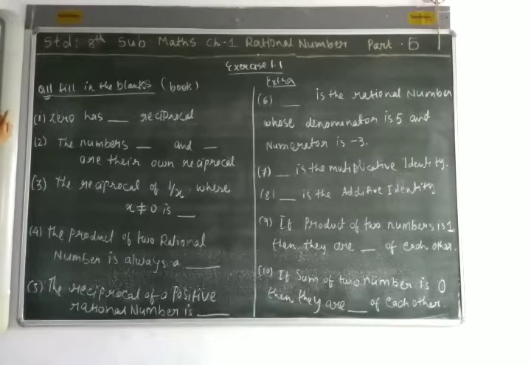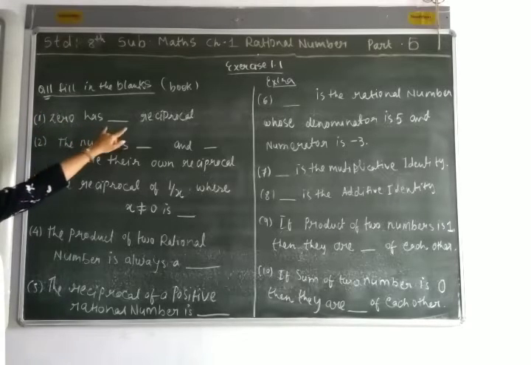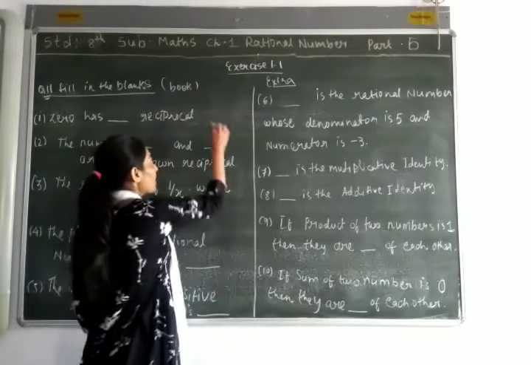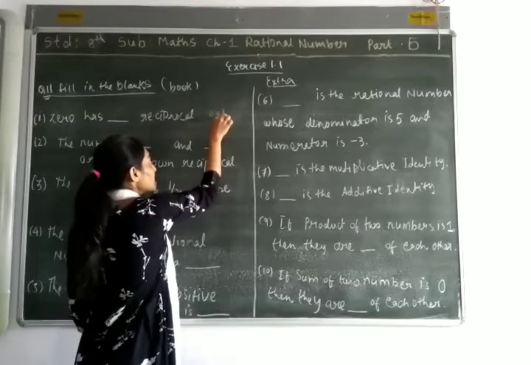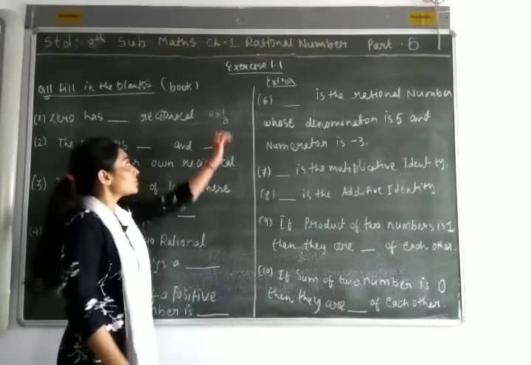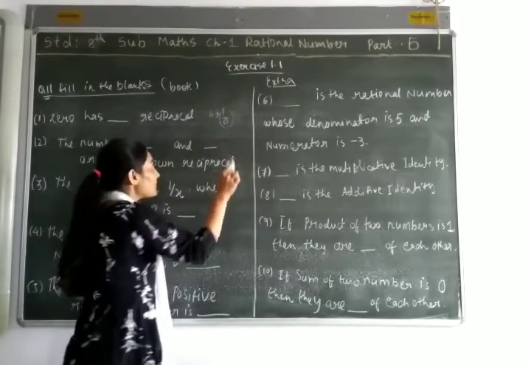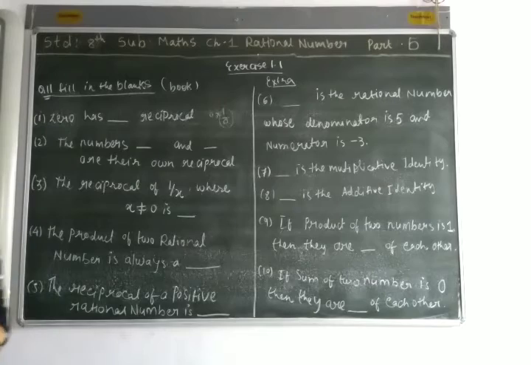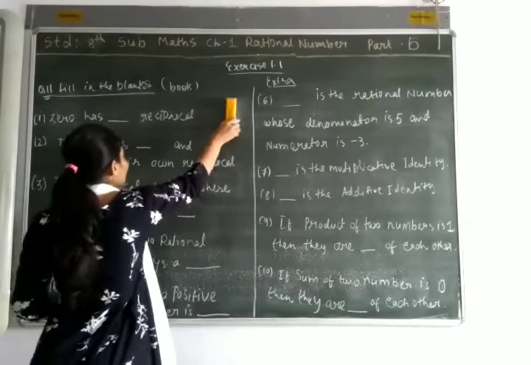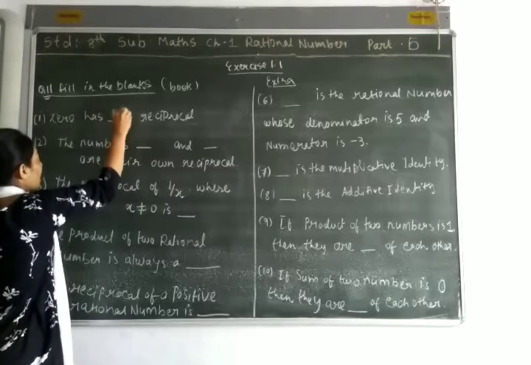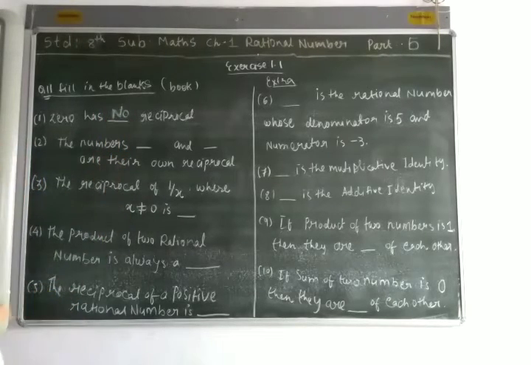Fill in the blanks. Question number 11. First says, 0 has blank reciprocal. See, reciprocal means we have to take a number and just invert that number. So 0 becomes 1 upon 0, and we know that 0 cannot be in a denominator because it is not defined. So we know that 0 has no reciprocal.